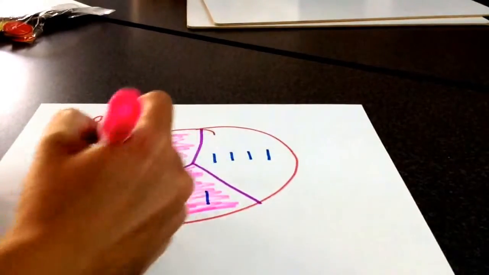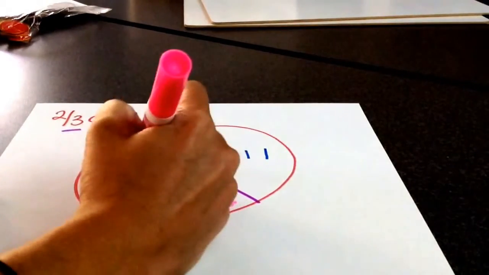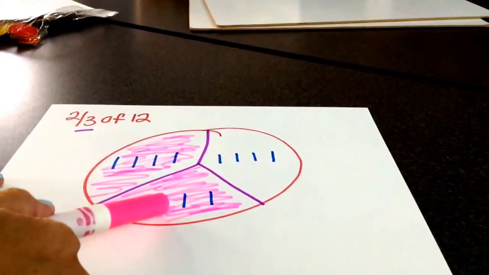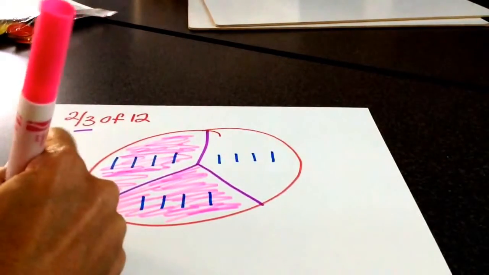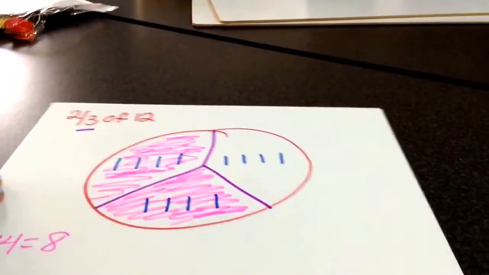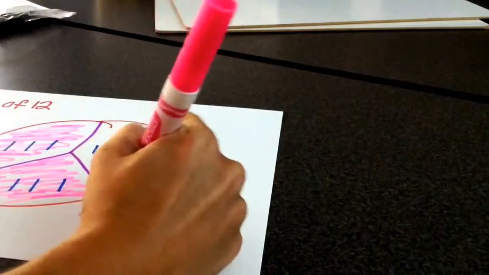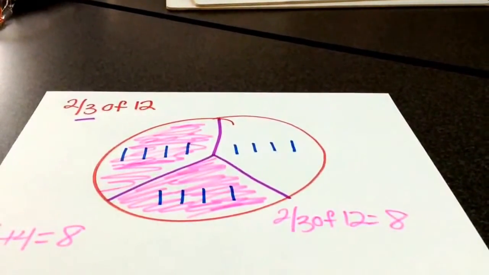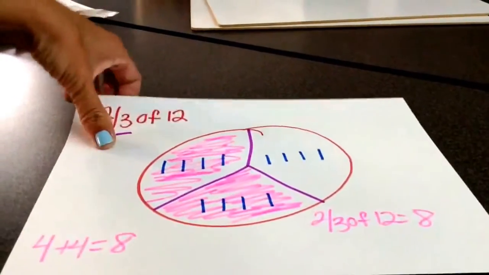So then let's count our pieces in here. We have 1, 2, 3, 4, plus 1, 2, 3, 4. 4 plus 4 equals 8. So our 2/3 of 12 equals 8. And that's how we can see it with our area model using our pizza. So next we're going to move on to a linear model.